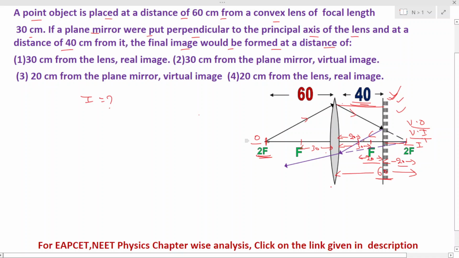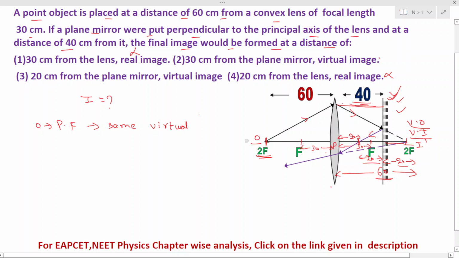Okay. Now if you observe the convex lens, in the later case the object is at a distance of 20 centimeters, and the object is between pole and focus. Okay. And we know that in the case of a convex lens, if the object is between pole and focus, the image will be formed on the same side of the object and the image will be virtual. Okay, the image will be virtual. So we came to the conclusion that the final image is virtual. That means the first option will be wrong. The fourth option will be wrong.